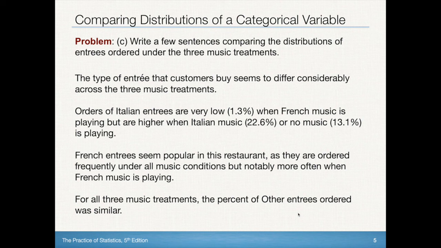And so if we take a look here, we can see that orders of Italian entrees are very low when French music is playing, but higher when Italian music is playing. It's key to notice here that we have isolated specifically the Italian entrees, and we have quoted values themselves. Don't just say it looks like Italian is not ordered that much, but when it is ordered, it looks like Italian music is playing more. You got to make sure you show those percentages when you can. Notice that again, we're dealing with French entrees. You want to describe as much as you can, but don't talk yourself out of the right answer.